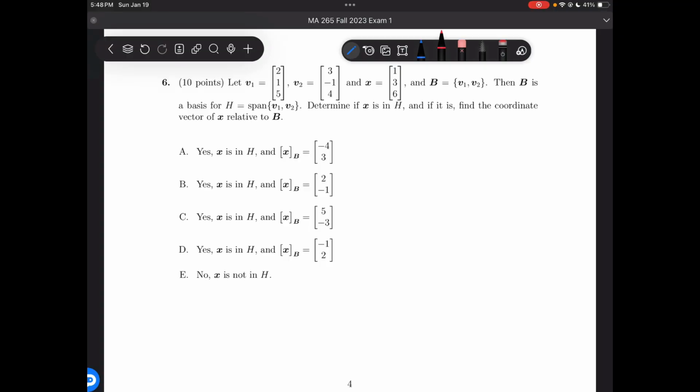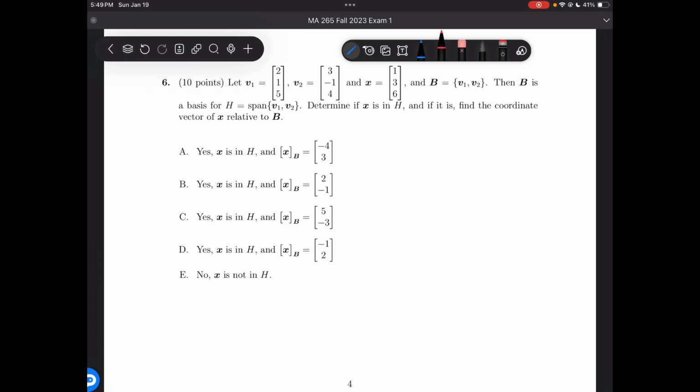Okay, this problem gives us two vectors v1, v2. They say B is equal to the set v1, v2, where B is a basis for H, which is the span of v1 and v2. They want us to determine if x is in H, and if it is, find the coordinate vector of x relative to B.